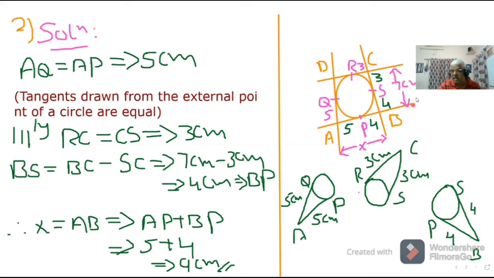Next, I consider this BC full measurement is 7 centimeter, SC measurement is 3 centimeter, 7 minus 3 gives you 4 centimeter here. And this BS will be equal to BP because B is the external point and BS and BP are the tangents to the circle. Therefore, BP is also equal to 4 centimeter. Now, by adding 5 and 4, the overall measurement of X is 9 centimeter. With this, my explanation is completed.